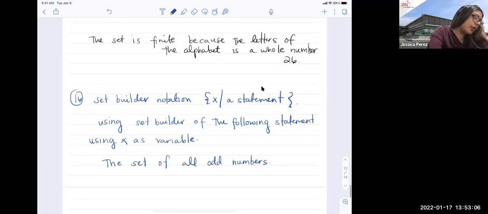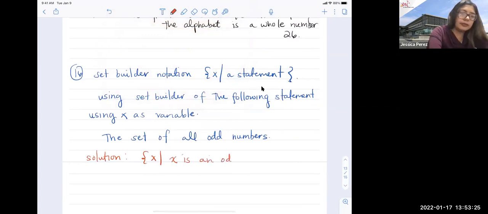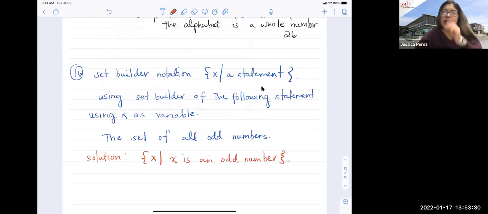So the way that you want to write that down as a set builder is very simple. So your solution is X such that X is an odd number. That's it. That's all you have to do. This qualifies for the relation of being an odd number. That's it. Pretty simple.